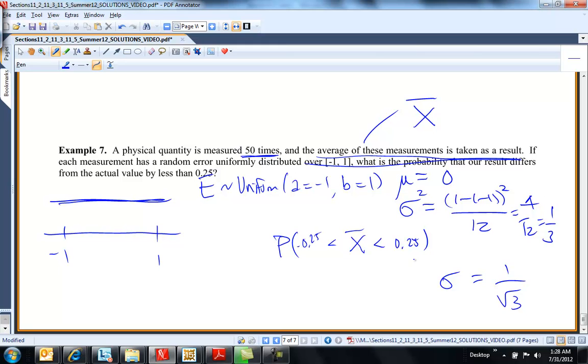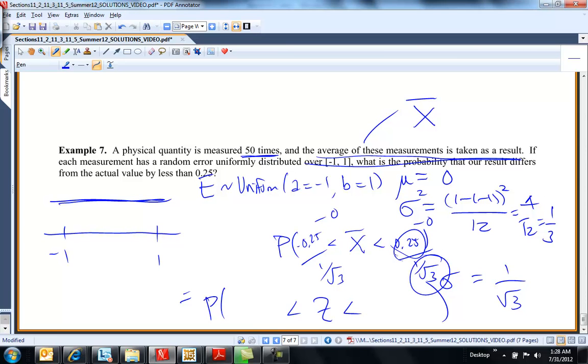So I'm just going to standardize again. This is minus 0, divided by 1 over square root of 3. So this is the probability that z is in between these two values, whatever 0.25 divided by 1 over square root of 3 is, and then I would use the z table again.